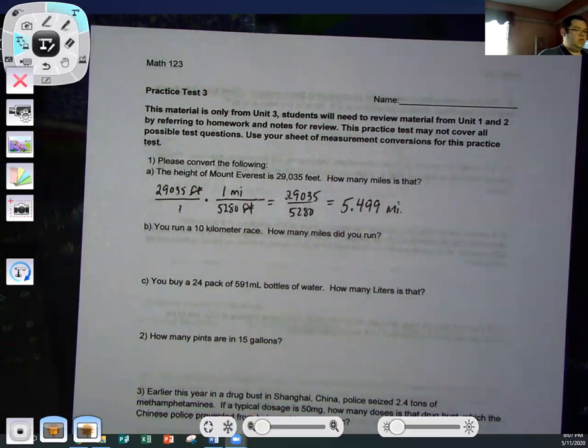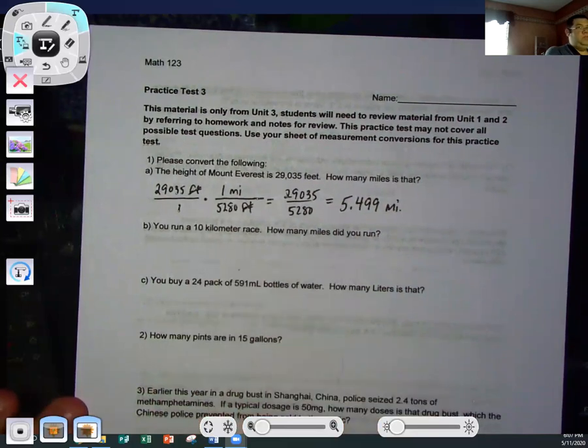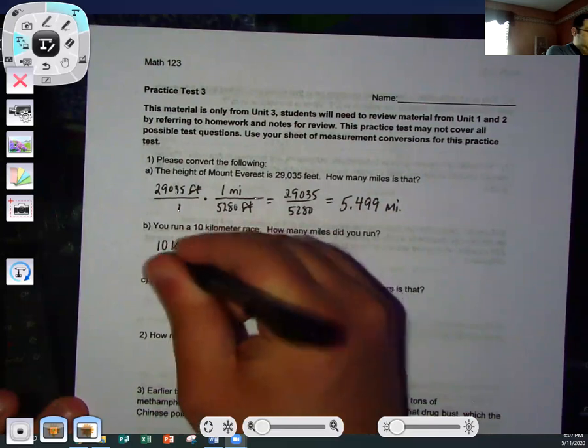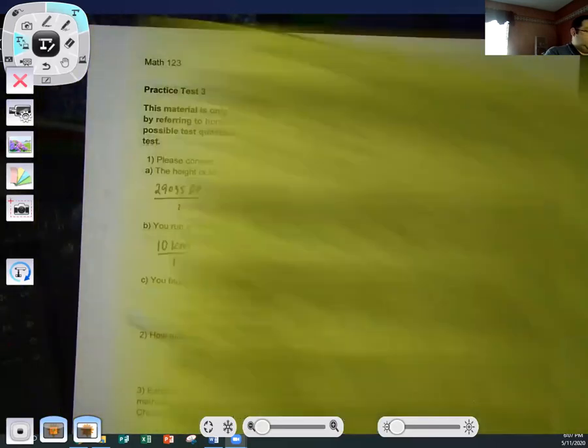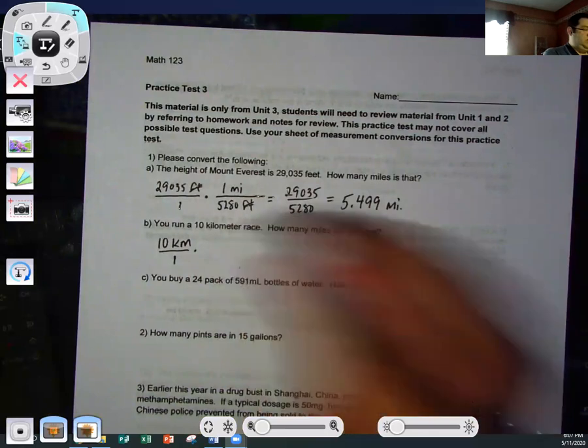Okay. Next up. The next conversion starts with 10 kilometers. They want us to convert that to miles. So again, I'm going to start with 10 kilometers over 1. And I'm going to refer to my yellow sheet. Now notice in my yellow sheet, we do have a conversion that's 1 mile is approximately 1.6093 kilometers. So that's what I'm going to use here.